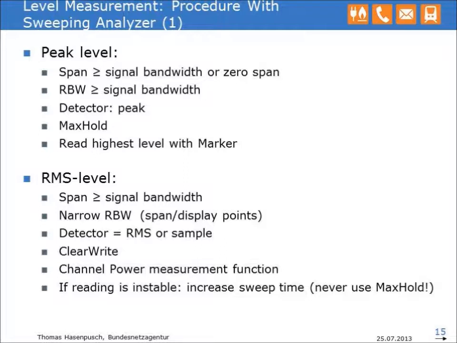If the reading is unstable, we can increase the sweep time. That will make the reading more stable. But we can never use max hold with this, because the max hold function will destroy the averaging that is done by the RMS detector.